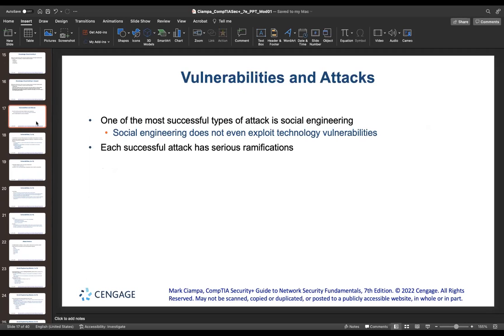A couple more definitions, right? Social engineering. Can someone tell me what is social engineering? Like doing things to get at maybe your birth date and other things where you kind of voluntarily give the information.